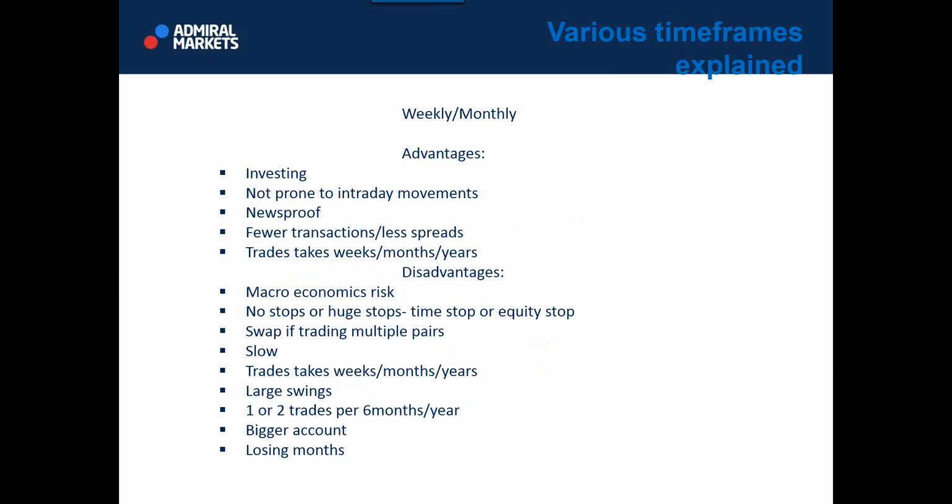Swap, also paying for swap if trading multiple pairs. And even if a trader wants to trade a single pair, he or she still needs to pay for swaps. It's very slow. Trades take weeks, months, years to develop. Those are usually large swings, okay, large swings to the upside, downside. And there are usually 1 to 2 trades per 6 months or per year. Bigger accounts, you definitely need a bigger account for investment, and there will definitely be losing months, needless to say, losing years.